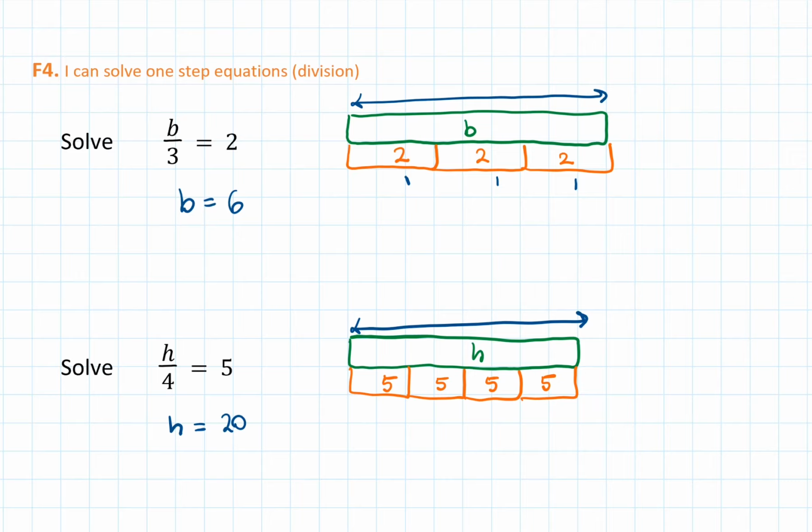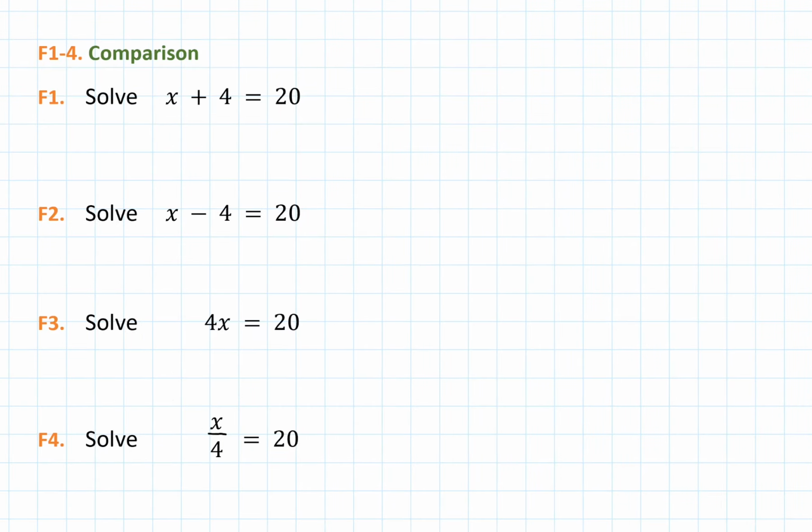We now know how to solve one-step equations using addition, subtraction, multiplication, and division. So now we will compare the 4 different types of equations we looked at in this video. There was addition, subtraction, multiplication, and division. Pause your video here and have a look at these 4 questions. Make sure that you draw your bar model and you work out the value of the unknown x.